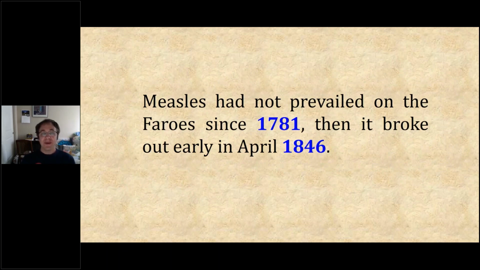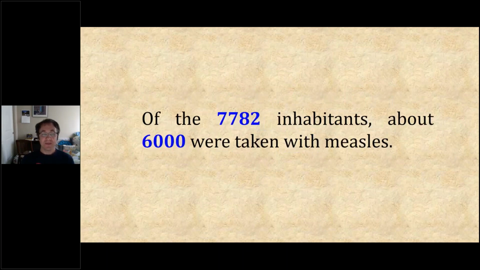He explains that there had not been any measles on the Faroe Islands until 1781. And then in 1846, an epidemic of measles broke out because measles was carried to the island by someone coming on a ship. He does one of the first very careful epidemiological studies of this sort of disease outbreak. He notes that of the 7,782 inhabitants on the island, about 6,000 were taken with measles. But the thing that makes this work a classic of epidemiology is the next thing that he notes.